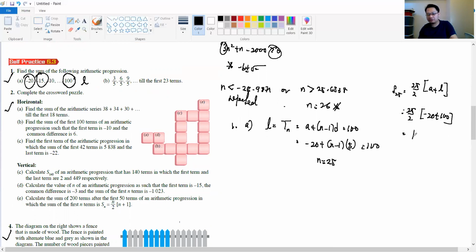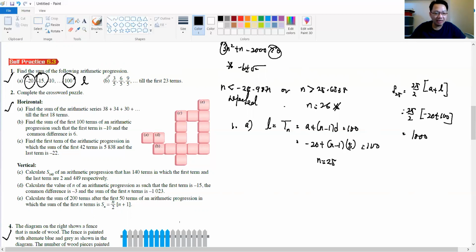So the final answer is 1000. So please double check, is this correct or not? Okay. So kalau betul, please say yes on the live chat. Ataupun kalau salah, also please write down on the live chat, cikgu salah. Okay, silap kira. Okay, then I will recalculate again. Okay. So that is the number 1A.